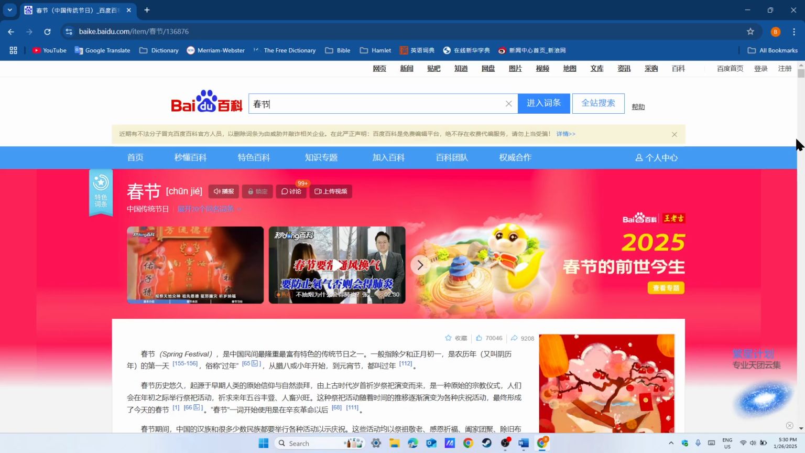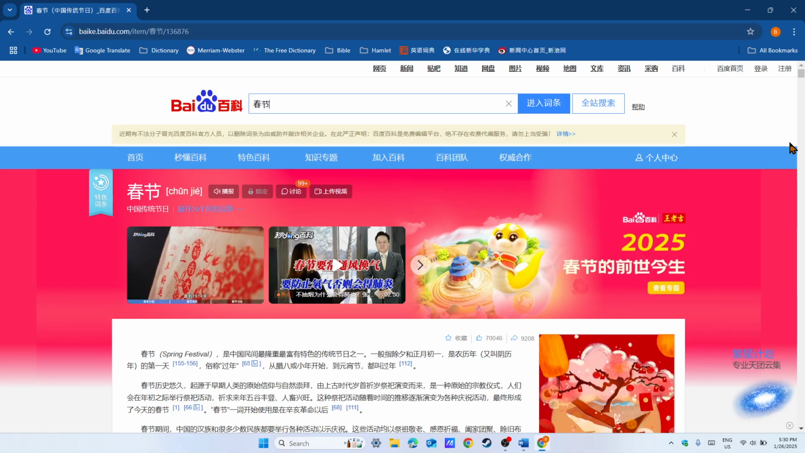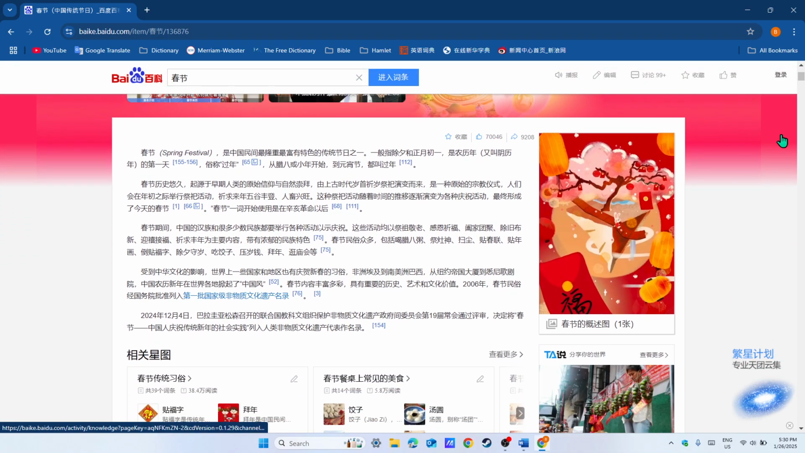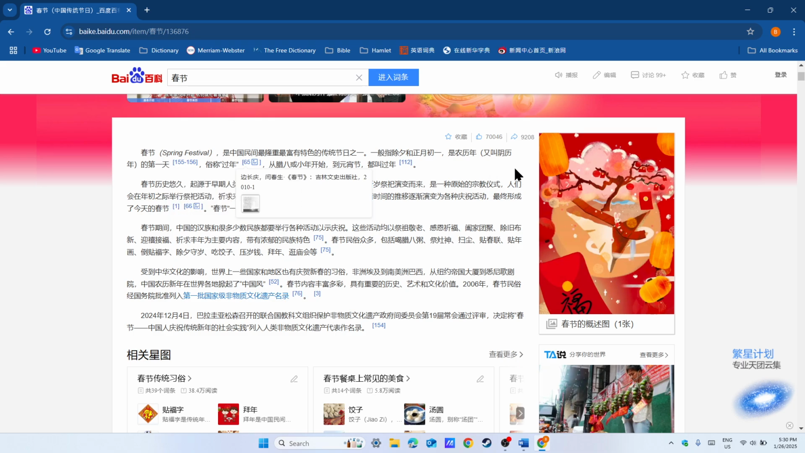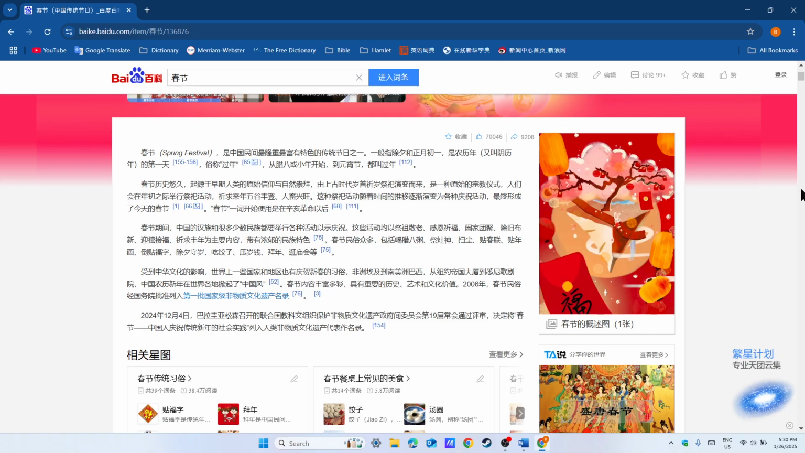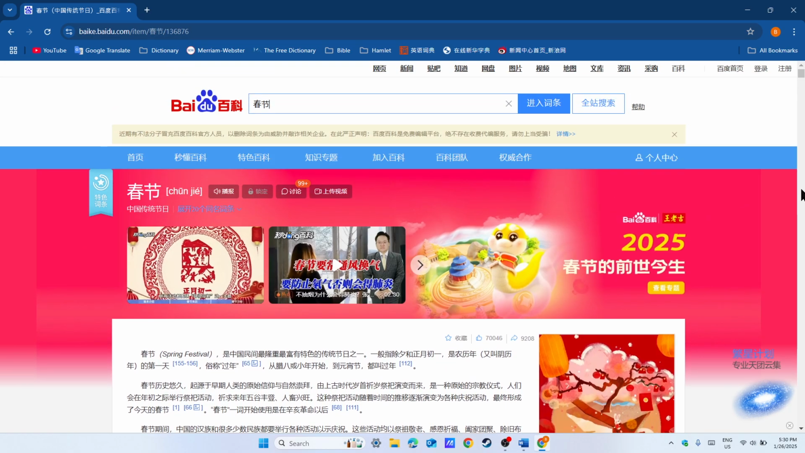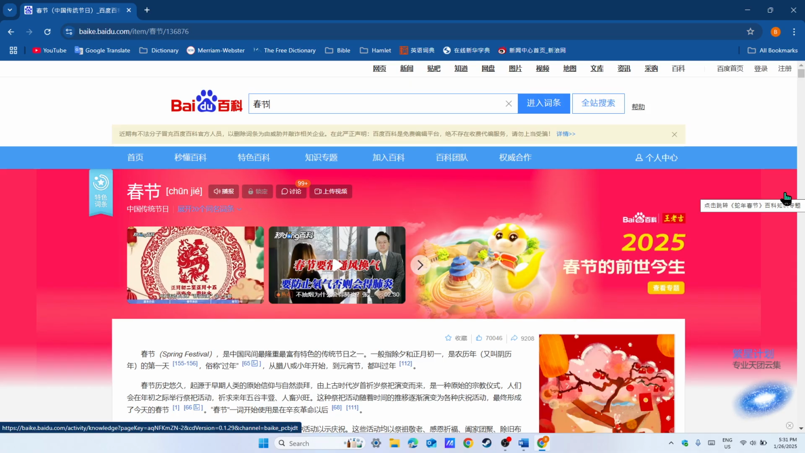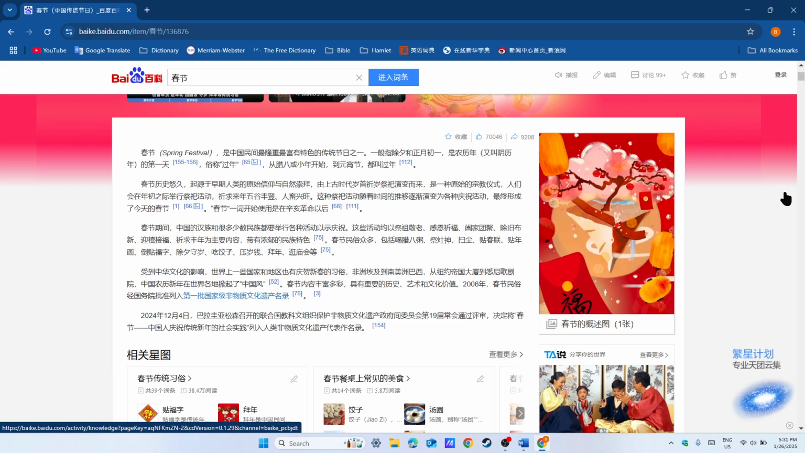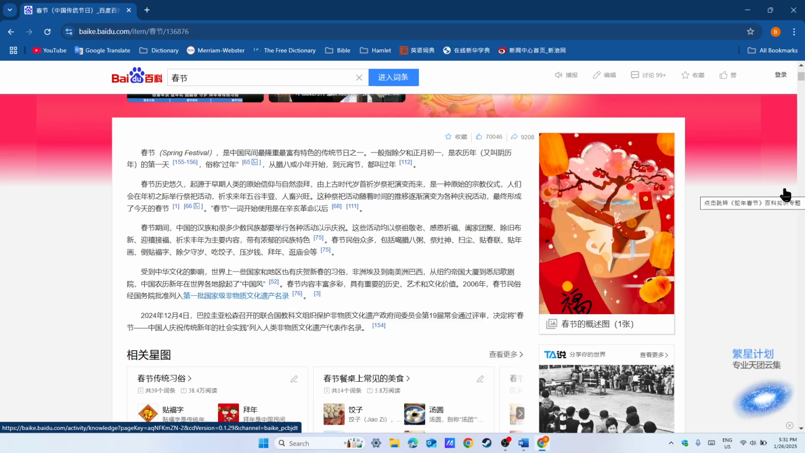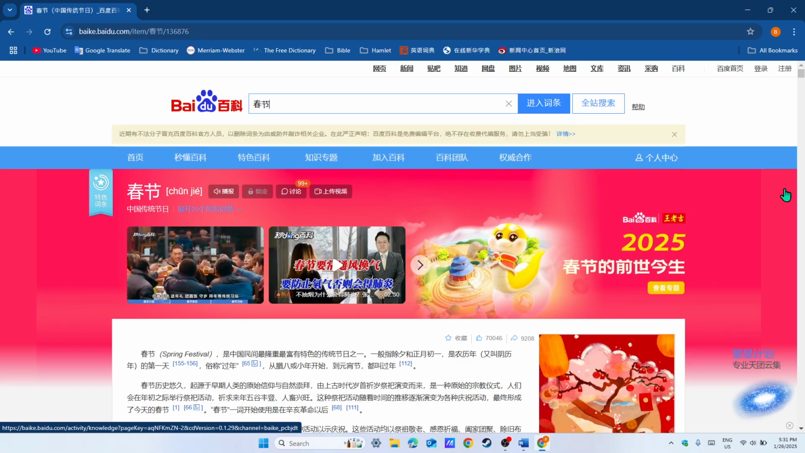In Mandarin it is called 春节. 春节. This article is from Baidu, from the Chinese media, and it's a sort of okay. Here is the article about the Spring Festival. Why am I going to show you the actual website? Because this is the evidence that I present to you: this actual article from the official Chinese media. It's not an article written by myself.